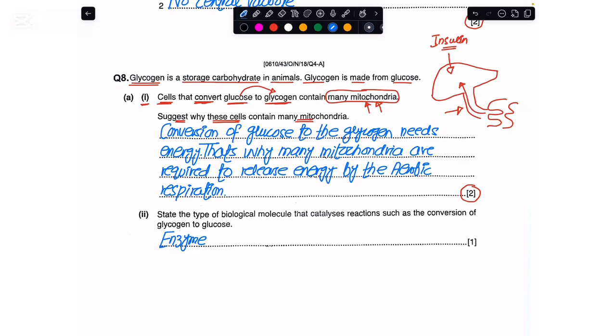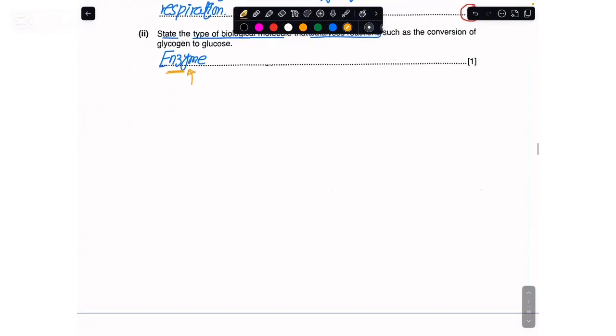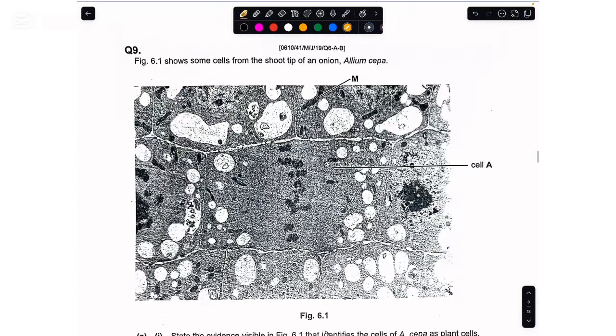If I move to the second part, and the marks given are 1, here they ask you to state the type of biological molecule that catalyzes the reactions. Since the keyword used here is catalyzes, you know very well that chemical reactions are always catalyzed by enzymes. So the conversion of glucose to glycogen requires enzymes, and these enzymes are actually activated by this hormone, which is insulin.